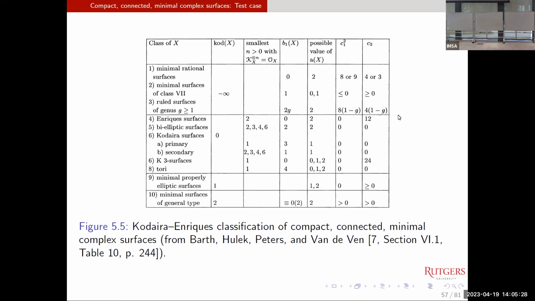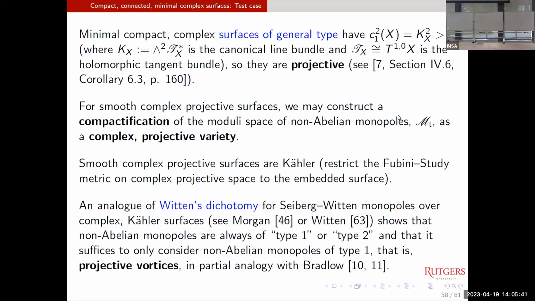So that's why, in attempting to prove that the conjecture holds for compact surfaces, we worry about the projective case. So in that setting, when you have a complex projective surface, we can hope to compactify.